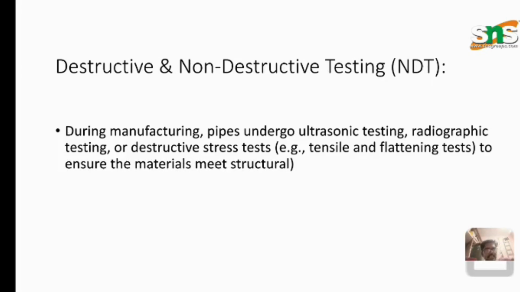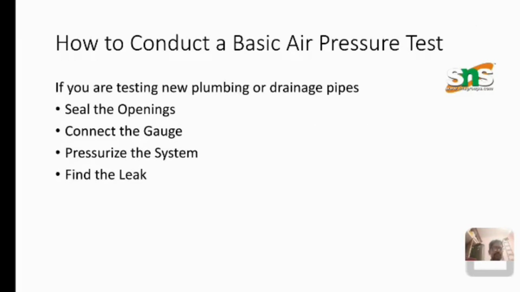How to conduct a basic air pressure test. If you are testing new plumbing or drainage pipes, seal the openings, connect the gauges, pressurize the system, and find the leak. If the pressure is leaking somewhere, we can't get the full pressure at the output. So we can find where the pressure is leaking and where the pressure is dropping, and at that time we can identify the damage in the pipe. To avoid damage, we can do the air pressure test to confirm there are no leakages in the pipe, so the water flows from one place to another without any leakages.